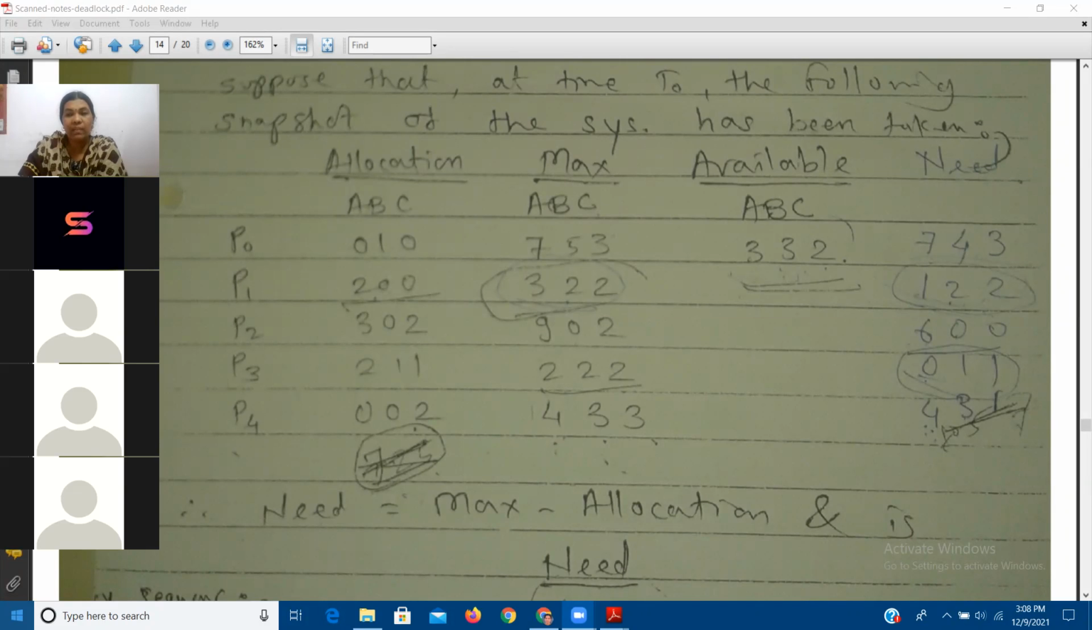Our available is 7, 4, 3. P4, 7, 4, 3. So you can choose P4. You can choose P0, right? You can choose P2 also.